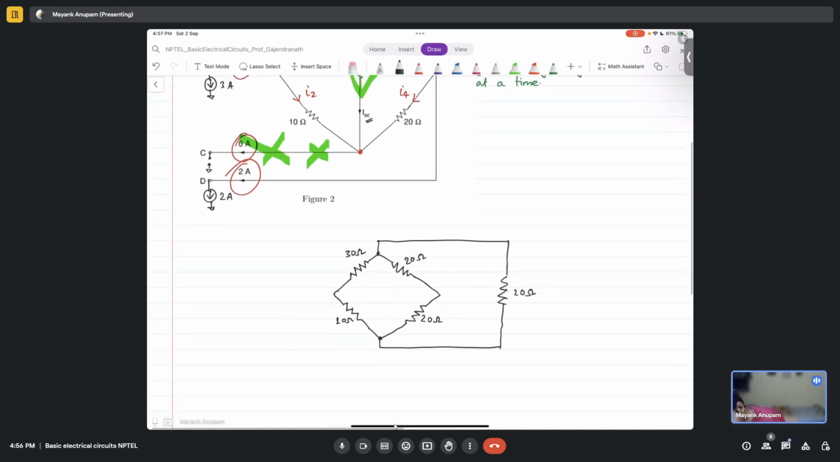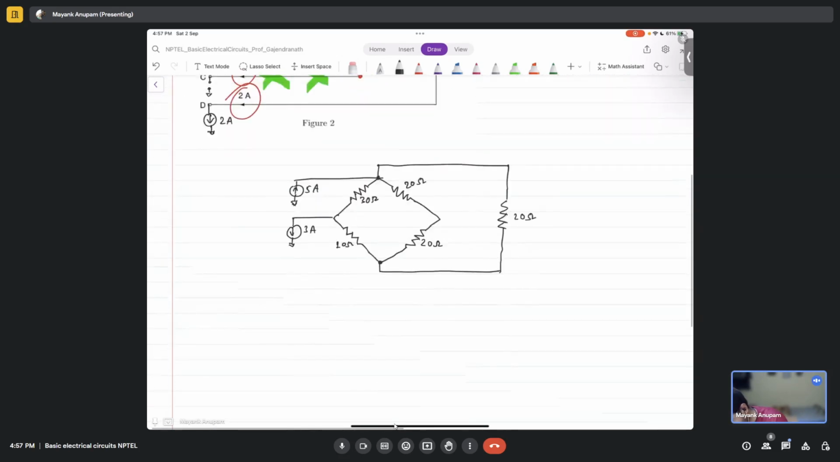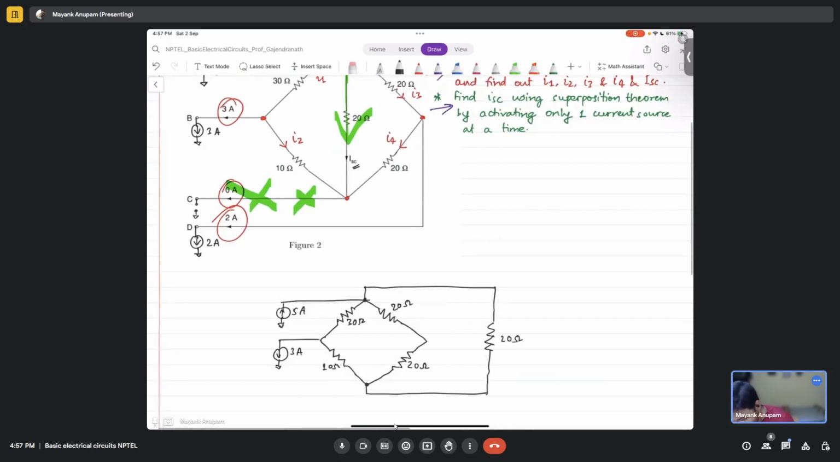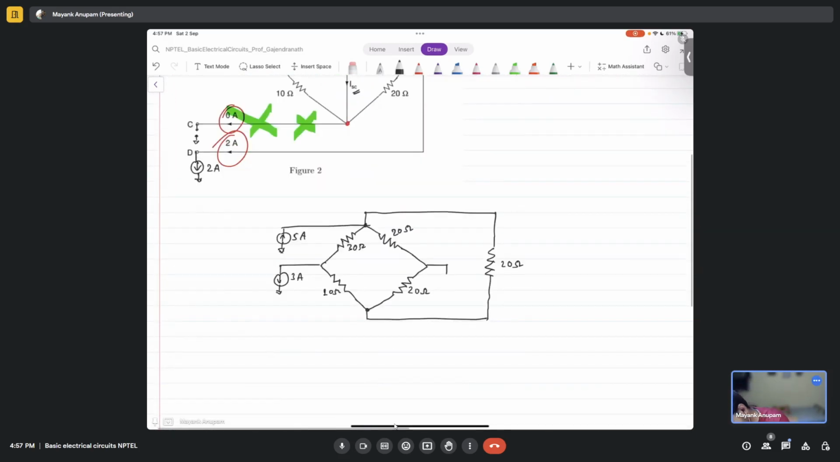Okay, and what do we have? At this terminal we have a 5 ampere current source, right? At this terminal we have 3 ampere in the opposite direction. What else do we have? Yes, we have 2 amperes this way, right?